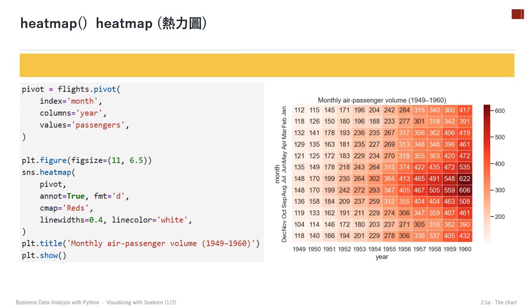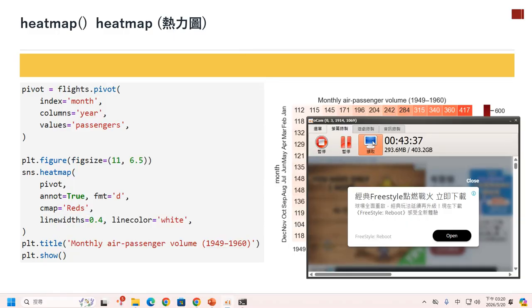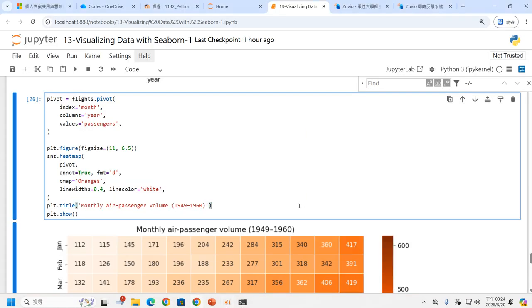cmap is using the reds, so maybe you can change to another color style. Okay, so that is the heat map. Please also run the heat map on your computers. Yes, we can keep going.